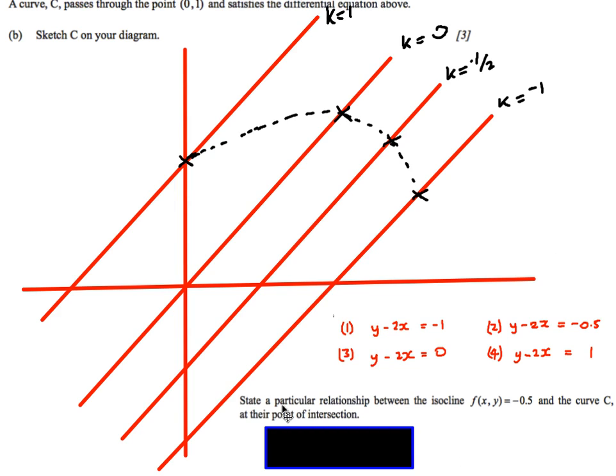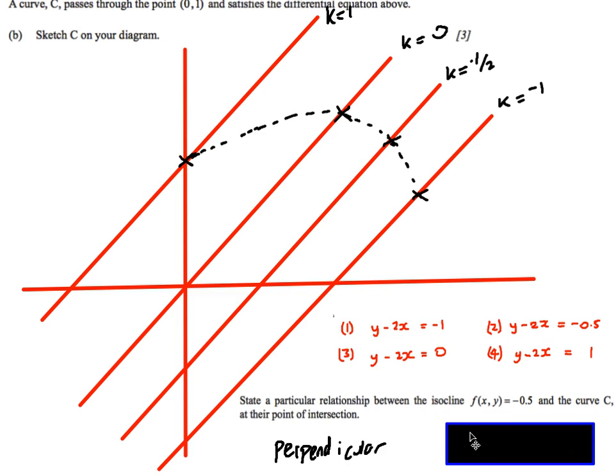And then the last part of this question said, state a particular relationship between the isocline f of x and y equals negative 0.5 and the curve C. This is only worth 1 mark, so I don't think they're expecting us to do too much. If we look at our sketch, we can see that the curve and this line are perpendicular, and that's really all it wanted. It's only 1 mark, so I'm presuming they just wanted to see that from the graph itself.